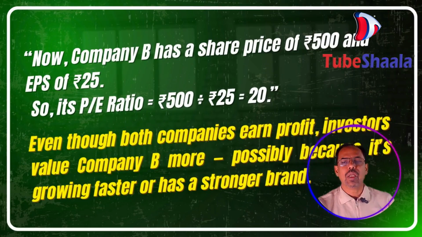Now, company B has a share price of rupees 500 and an EPS of rupees 25. So its PE ratio comes to rupees 500 divided by rupees 25, that is equal to 20. Even though both companies earn profit, investors value company B more, possibly because it's growing faster or has a stronger brand.